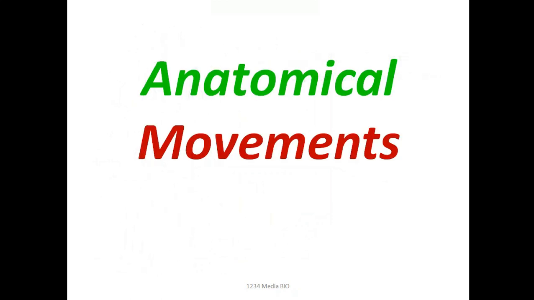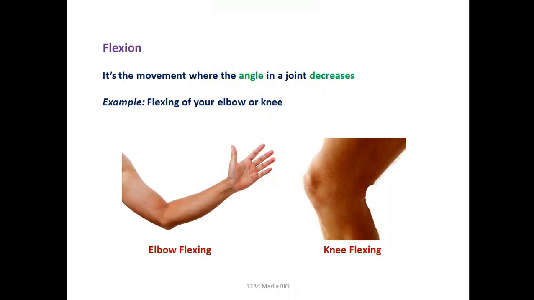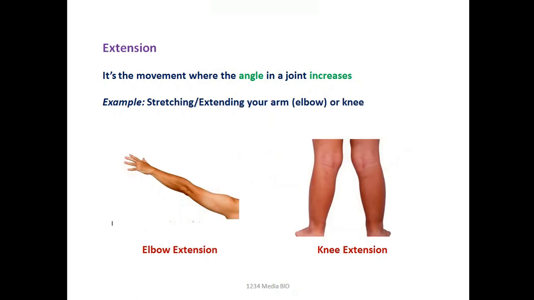So now, we will move on to the anatomical movements of the body. And the first movement is flexion and extension. So flexion is the movement where the angle in a joint decreases. Example, flexing your elbow or knee. And extension is the movement where the angle in a joint increases. Example, stretching or extending your arm, which is the elbow, or extending your knee.